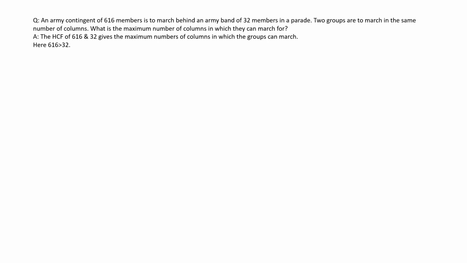Using Euclid's formula, it is clear that 616 is greater than 32. So applying Euclid's division lemma, we get 616 equals 32 into 19 plus 8, because it is of the form dividend equals divisor into quotient plus remainder. When we get remainder equal to 0, the divisor will be the desired HCF of the given two numbers, that means 616 and 32. So here the remainder is 8. So again we have to follow the division again.